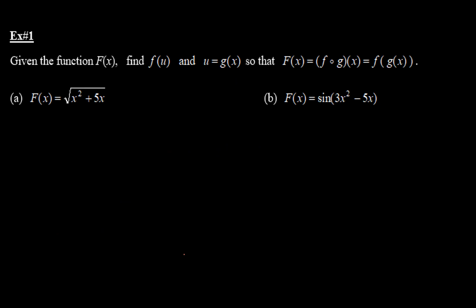When we first get started, we're going to do the chain rule in this fashion. For each function, they want us to find f of u and u equals g of x so that we can define it as a composite function. So notice they're not asking us to take the derivative yet.